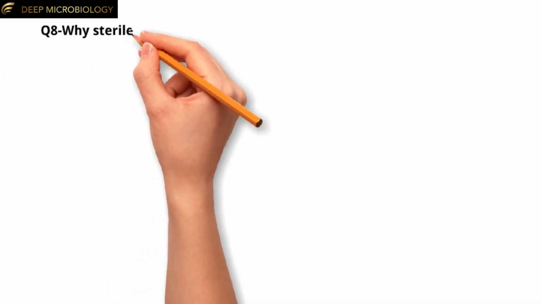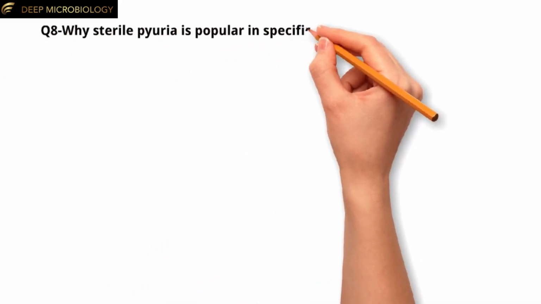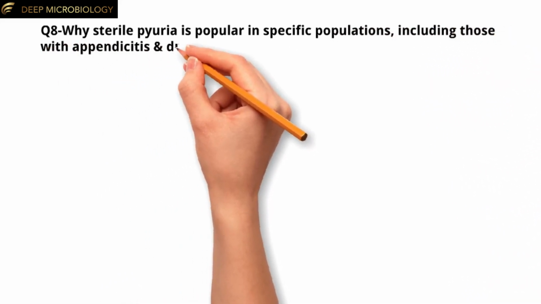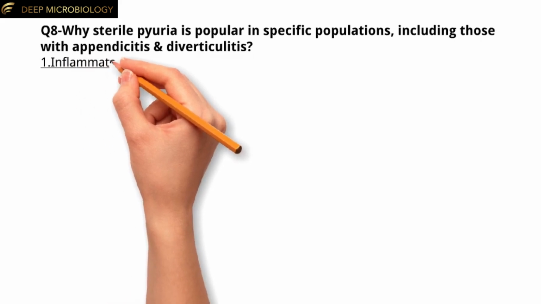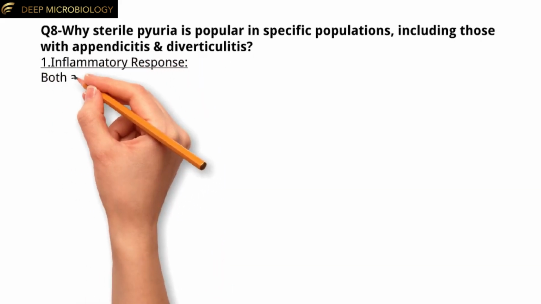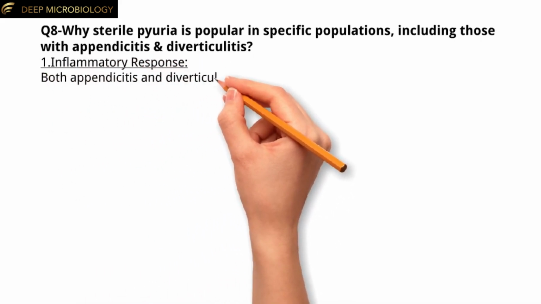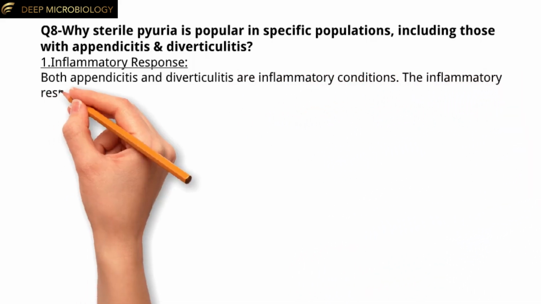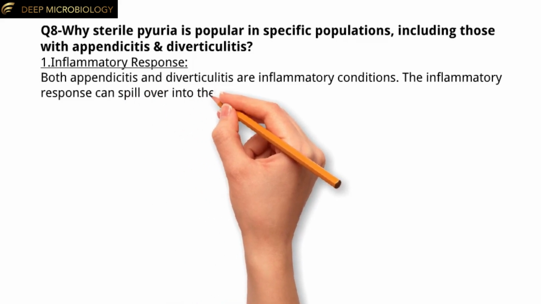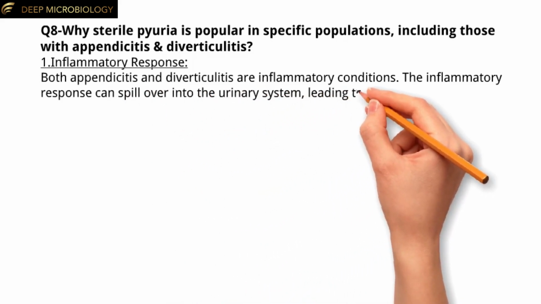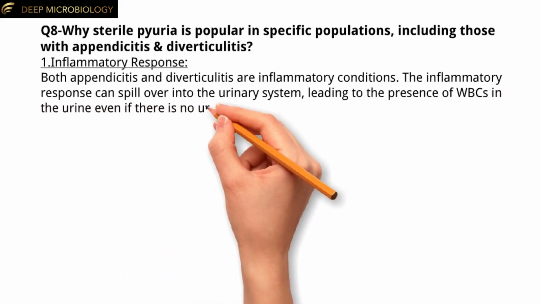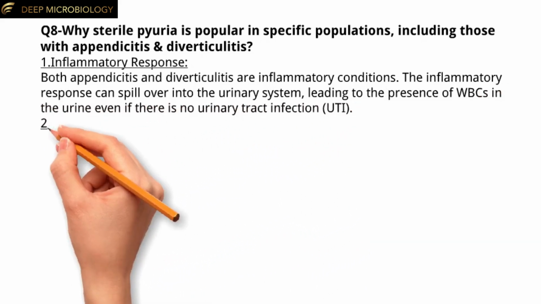Question 8. Why is sterile pyuria prevalent in specific populations, including those with appendicitis and diverticulitis? 1. Inflammatory response. Both appendicitis and diverticulitis are inflammatory conditions. The inflammatory response can spill over into the urinary system, leading to the presence of WBCs in the urine, even if there is no urinary tract infection, UTI.